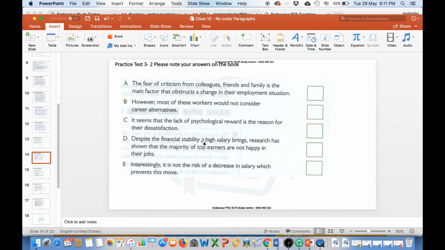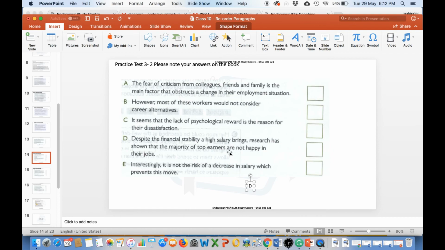So, despite the financial stability a high salary brings, research has shown that the majority of top earners are not happy in their jobs. This seems to be my open-ended statement or open idea. Interestingly starts with an adverb, so it may not be number one. So D is my first one. Let's have a look. If I put D as my first one, then: despite the financial stability a high salary brings, research has shown that the majority of top earners are not happy in their job. So they're talking of not being happy.